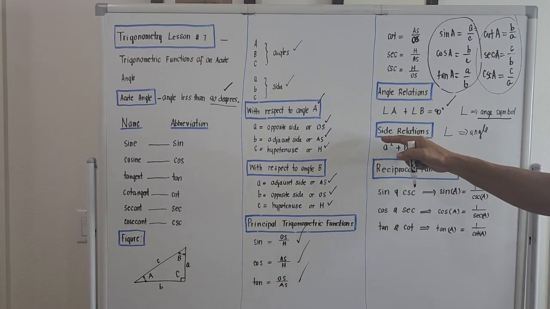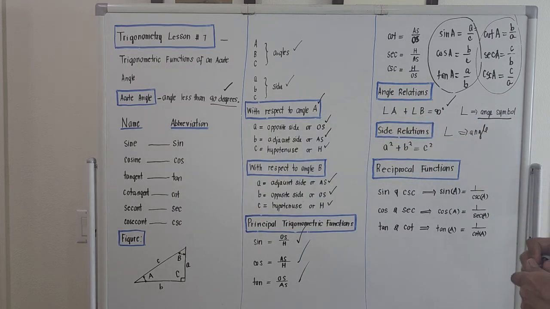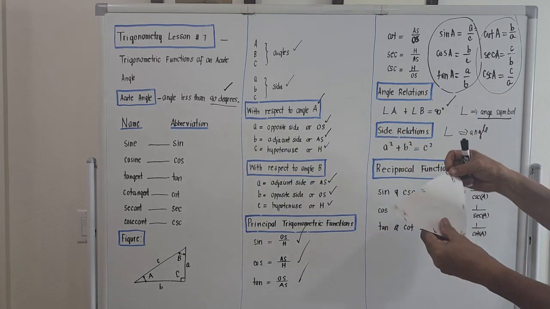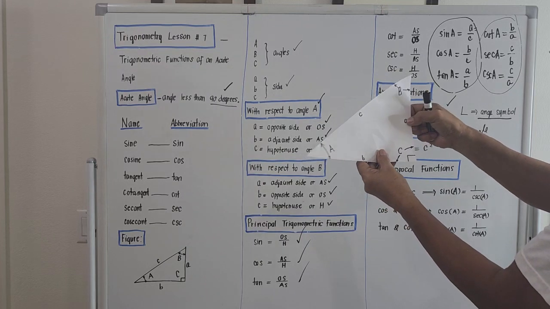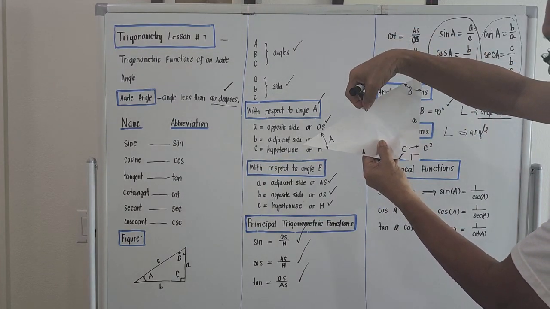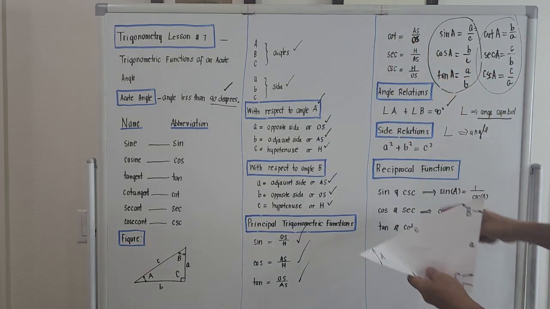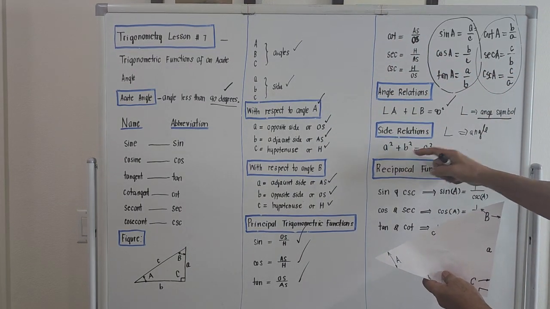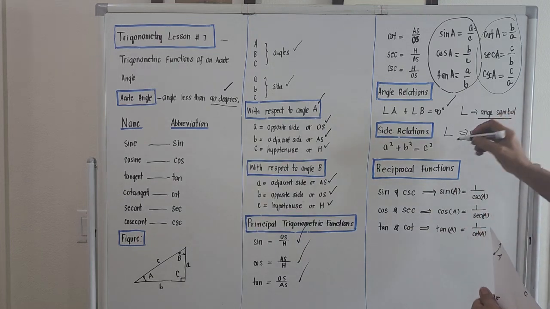And for the side relations, we use the Pythagorean principle. The square of this plus the square of this equals the square of the hypotenuse. So for the side relations, A squared plus B squared is equal to C squared.